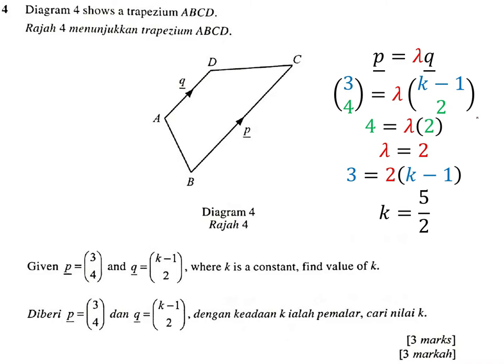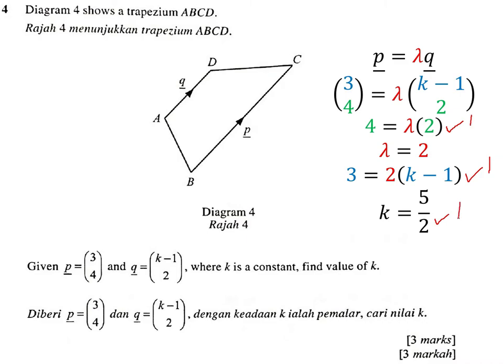So this one is a very simple question. If you are applying this method, whether you put lambda in front or at the back like the one I show you here, the first mark will be given when you compare the y to get the lambda. The second mark is when you compare the x with the substitution of lambda as 2. The third mark will be your answer, k equals 5 over 2.